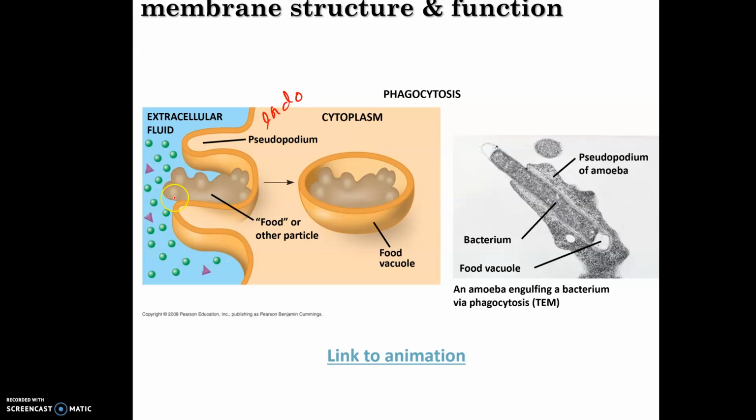And so basically what's happening is here's the foodstuffs right there that the cell wants. They're going to produce this pseudopodium, which means false foot. Podium means false foot. And basically they're going to surround that foodstuffs and bring it into a vesicle that is completely enclosed by a bilayer membrane, which was the membrane of the cell.